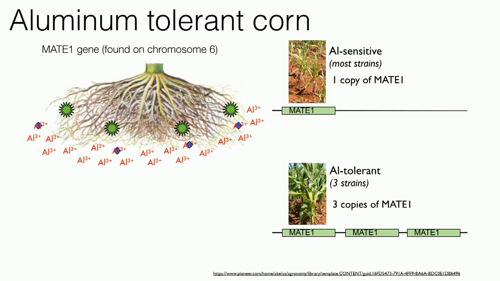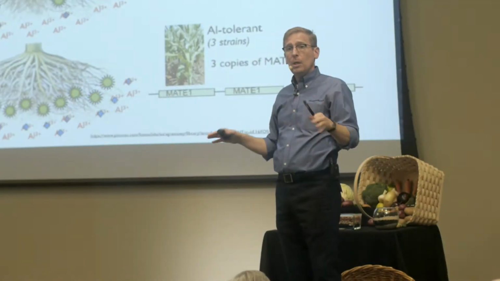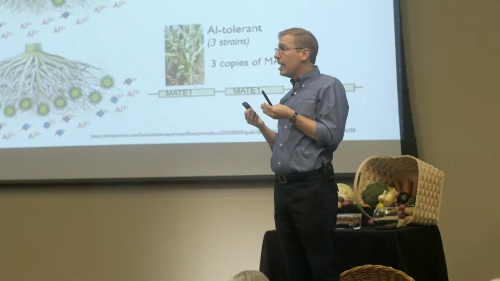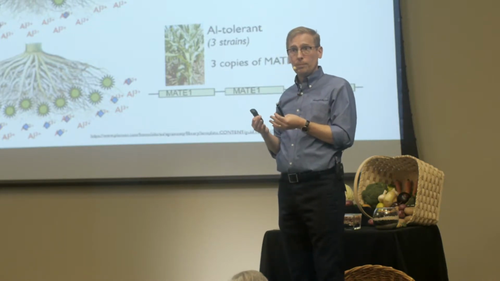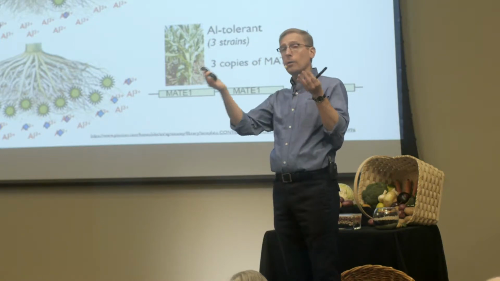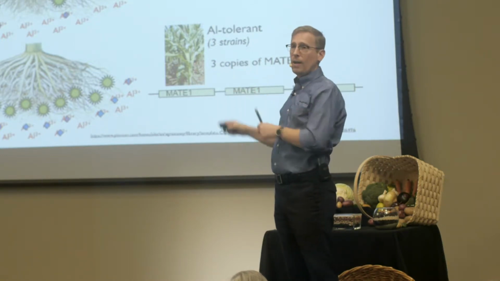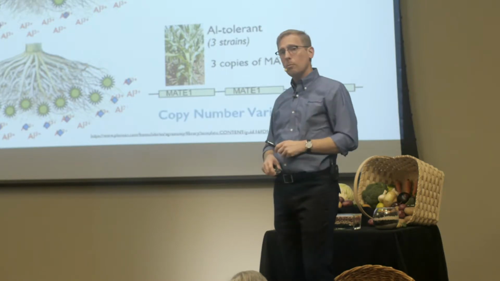And so having 3 copies of MATE1 means you produce a whole lot more MATE1 protein, and you transport a whole lot more citric acid out into the soil, and you bind up more of the free aluminum. So by binding more of the aluminum, there's less available to be taken up to stunt the growth of your roots. By comparing the genomes of the tolerant and the sensitive strains, we identified this difference. This difference is called copy number variation.